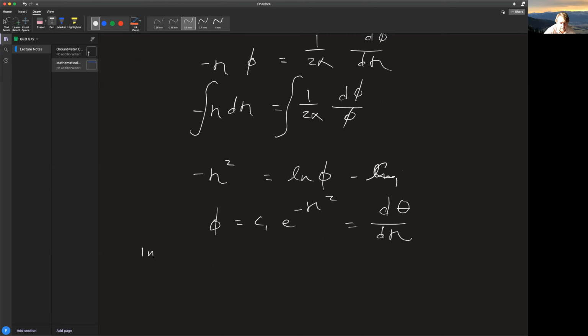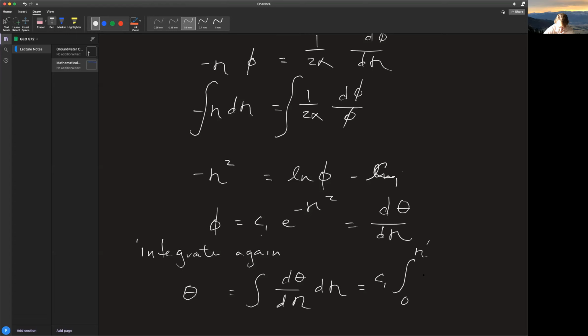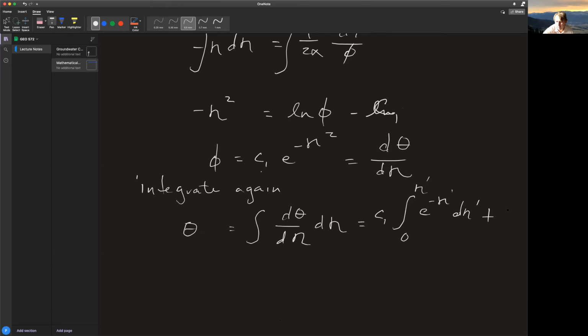So I'm going to integrate again. Theta is equal to the integral of d theta d eta, d eta, which is equal to the integral of this guy, C1, from 0 to eta prime, e to the minus eta prime squared, d eta prime. Now, this is going to be plus C2.